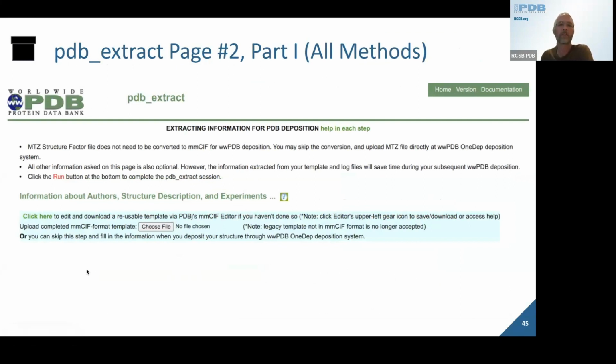Up at the top of page 2, and this is also actually available on page 1, is the place where you can upload the input template file, the mmCIF formatted input template file of metadata that you would like to add to your PDBx mmCIF file. You can either provide it with a file, or there is also a link to the PDBj, the PDB Japan CIF editor, which I will be talking about a little bit later here.